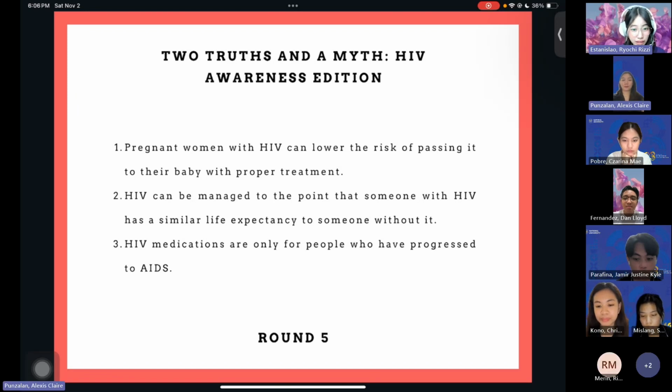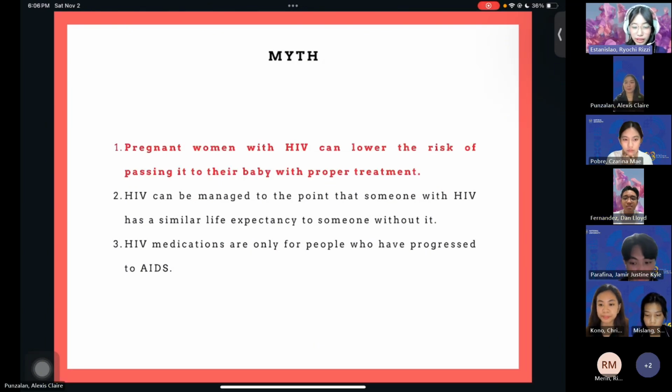HIV medications are not just for people with AIDS. Early treatment is beneficial for all individuals with HIV. This underlines the importance of proactive health measures and open discussions with healthcare providers.